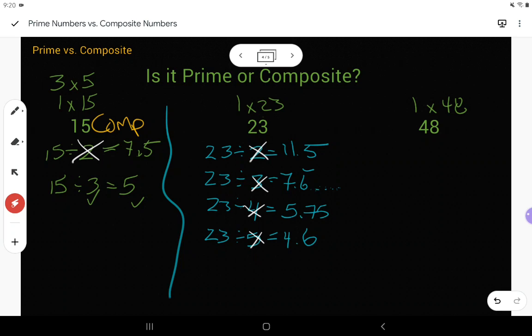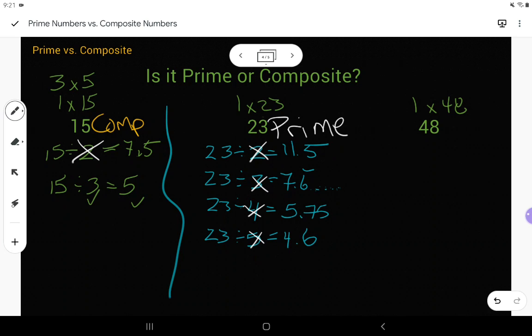I can divide by 6, but I'm going to get something probably between 3 and 4. I'm going to get something between all these other numbers, and I can't get 2 or 3 or 4 or 5 because I've already tried dividing by them, and they didn't work. So any number that I try after 5 is not going to work. 6, 7, 8, 9, none of them are going to work. If you don't believe me, try it on a calculator at home. We're going to call 23 a prime number.